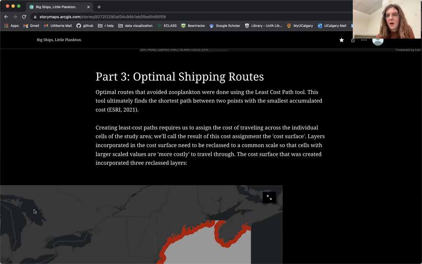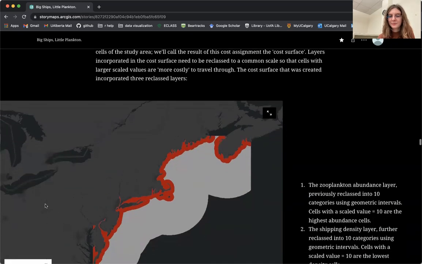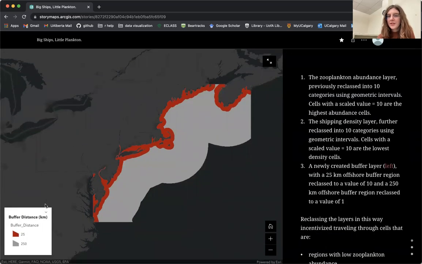Layers incorporated in the cost surface need to be reclassed to a common scale so that cells with larger scaled values are, quote unquote, more costly to travel through. The cost surface that I created for the project incorporated 3 reclassed layers. The first layer is zooplankton abundance, which I interpolated and previously reclassed into 10 categories, where cells with a category value of 10 have the highest zooplankton abundance.